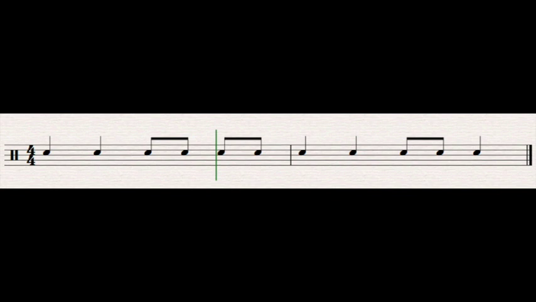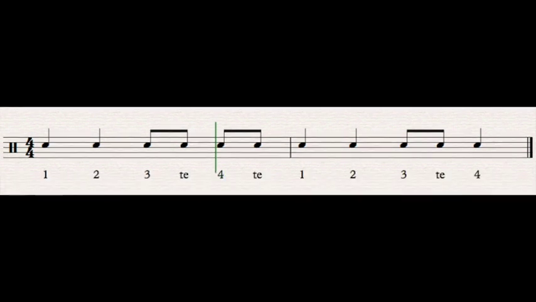Okay, so I'll count this one and you see if you got it right. 1, 2, 3 te, 4 te. 1, 2, 3 te, 4. Is that what you got? Here it is written out. You can see again, everywhere we have those pairs of eighth notes, the first one is always going to be the number, and the second one is always going to be te. Let's count that one together. Ready, go. 1, 2, 3 te, 4 te. 1, 2, 3 te, 4.